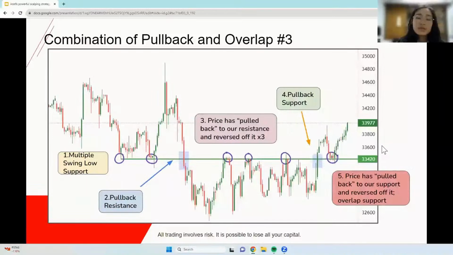Another example here. In this case, price is respecting this 33420 level many times, with swing low supports, then a pullback resistance, and then price pulls back to our resistance 3 times, and then a pullback support, and then back to our support level.